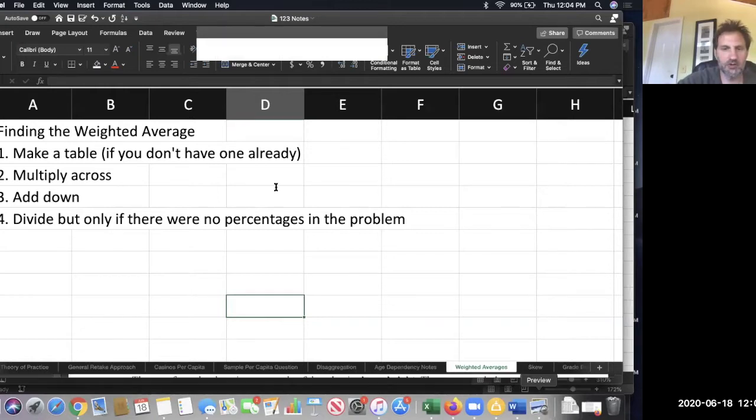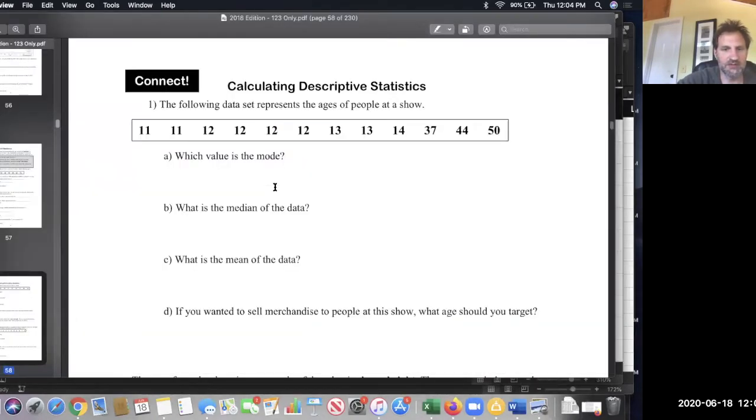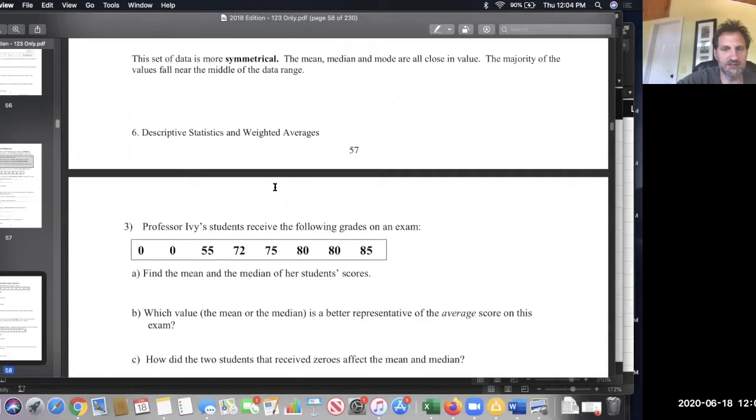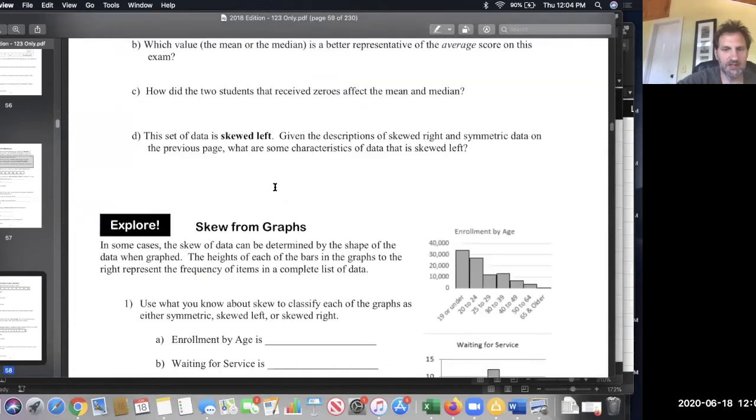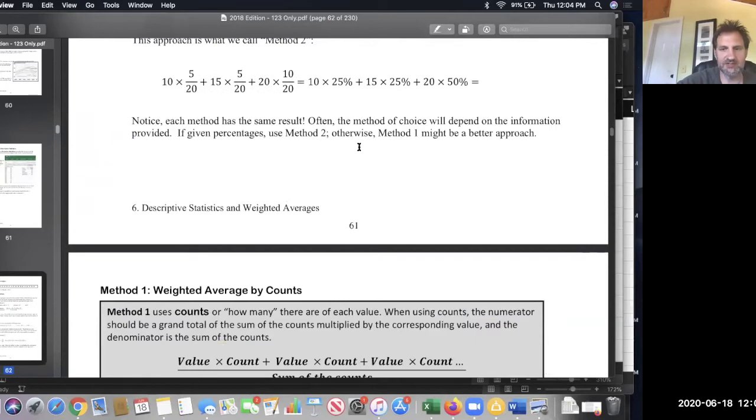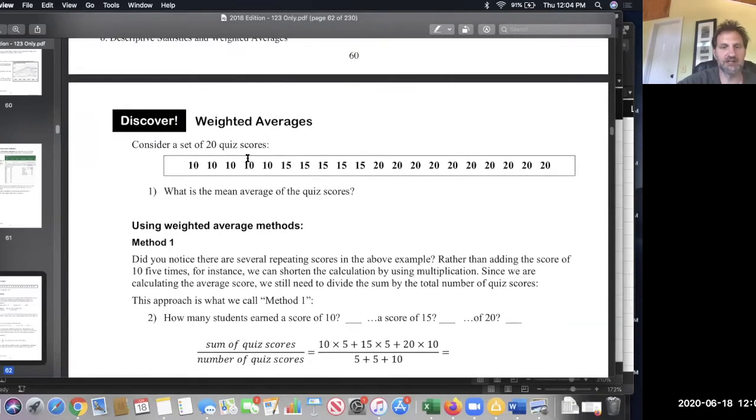Okay, so where I want to go now is page 61 in my text. It says weighted averages at the top. And I want you to calculate this just using what you already know about the average. Find the mean of those scores.